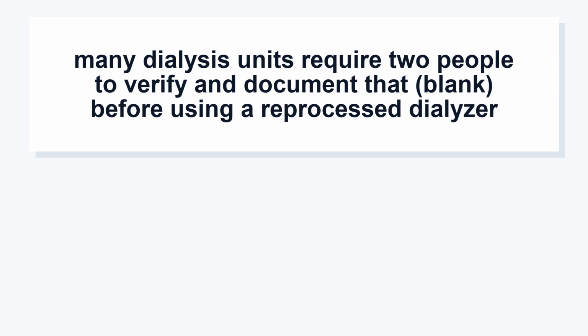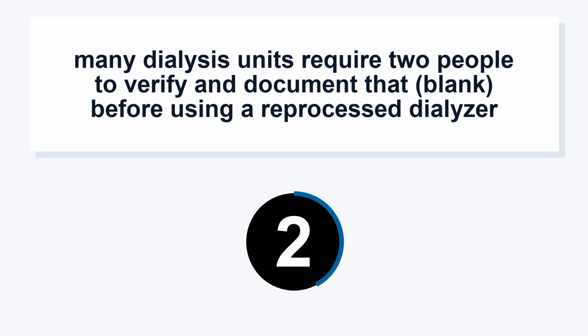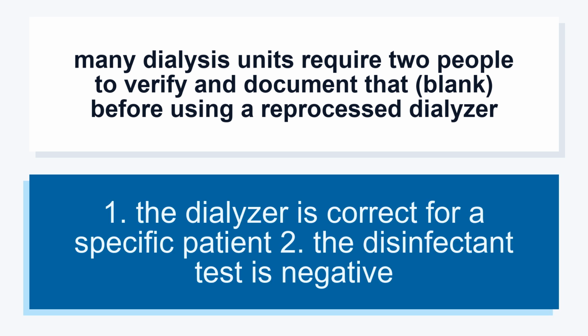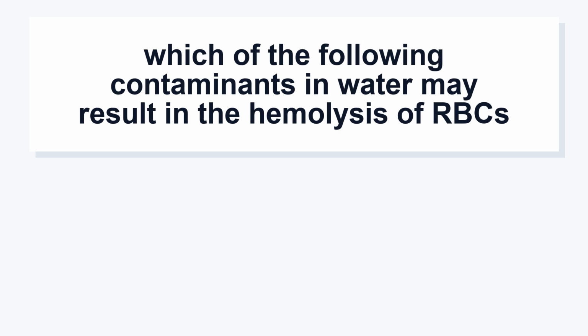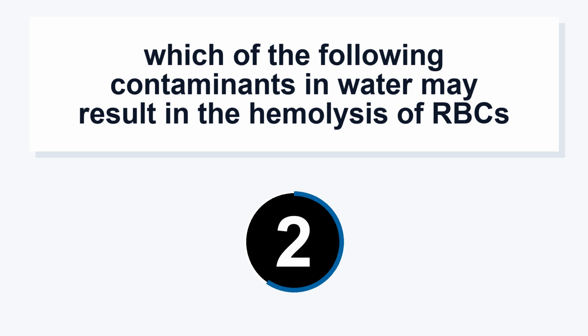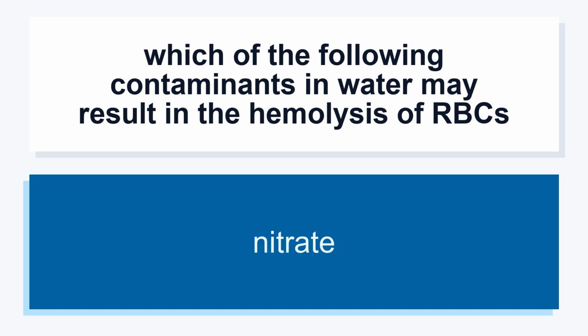Many dialysis units require 2 people to verify and document that, blank, before using a reprocessed dialyzer. 1. The dialyzer is correct for a specific patient. 2. The disinfectant test is negative. Which of the following contaminants in water may result in the hemolysis of RBCs? Nitrate.